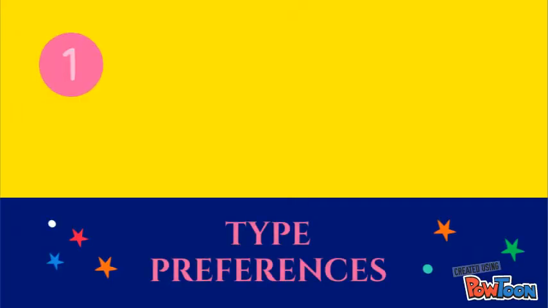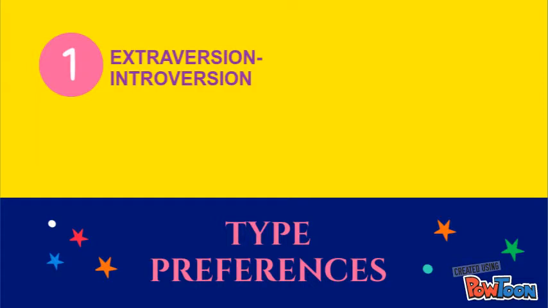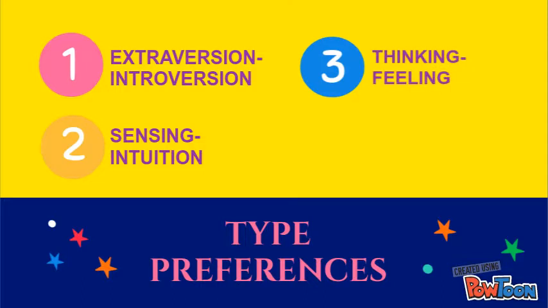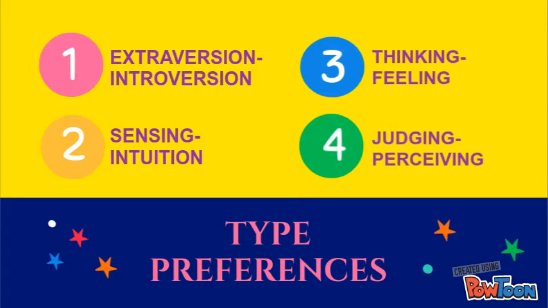Extroversion or introversion defines the source and direction of energy expression of an individual. Sensing or intuition defines the method of information perception of an individual. Thinking or feeling defines how a person processes information. Judging or perceiving defines how a person implements the information he has processed.